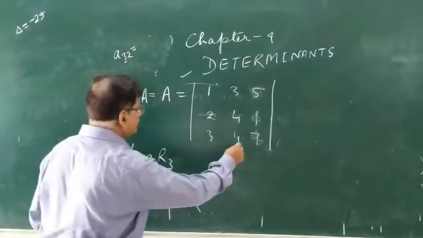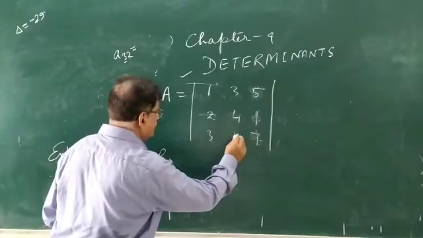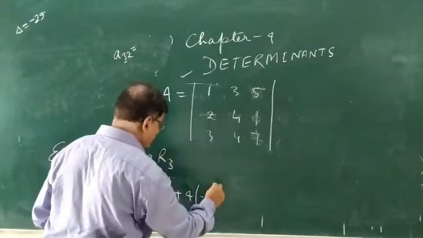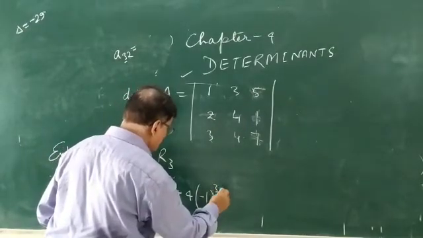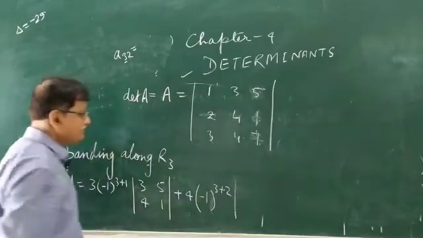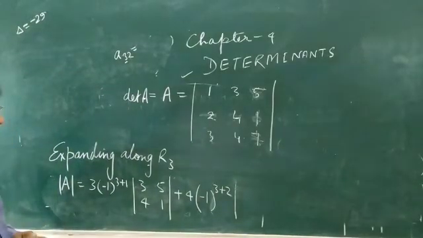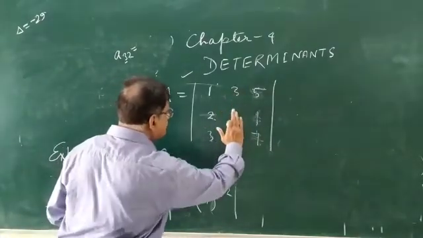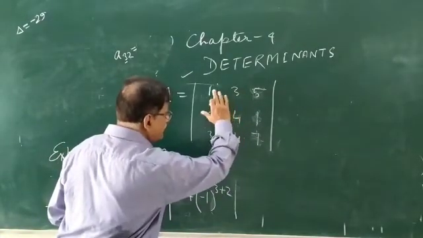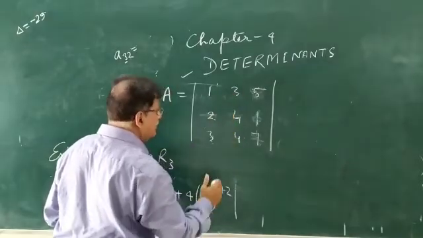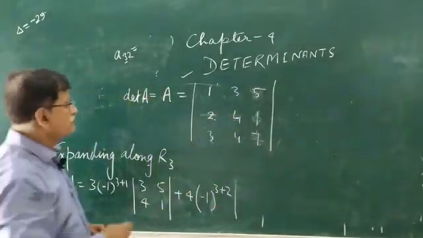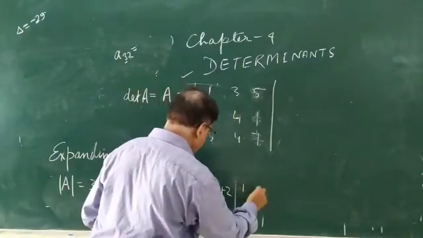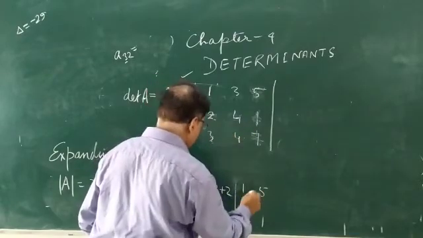Plus, now 4 you consider, and then how to get the sign of that element. See the position of this element 4, third row and second column. So minus 1 to the power 3 plus 2, and then hiding the third row and second column. The remaining elements you consider in determinant form, and that will be the order of 2 by 2: 1, 5 and 2, 1.